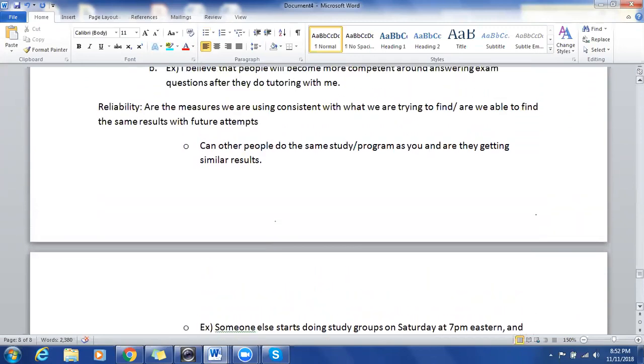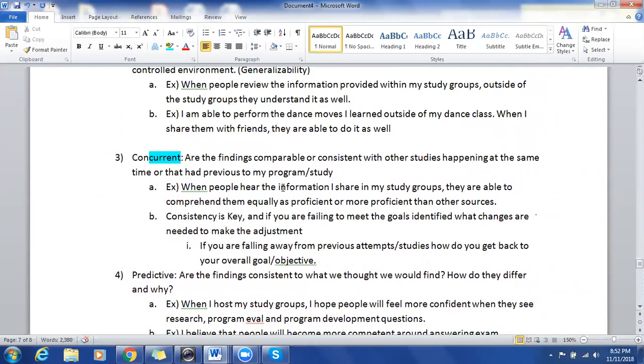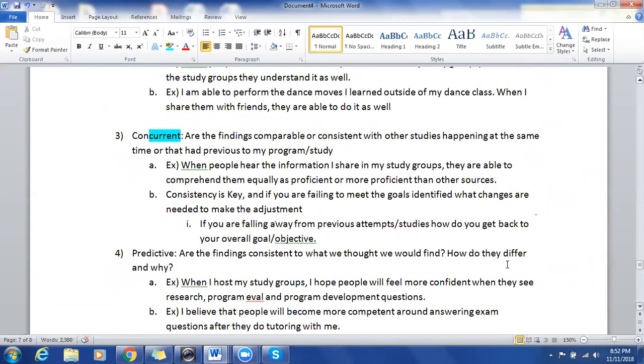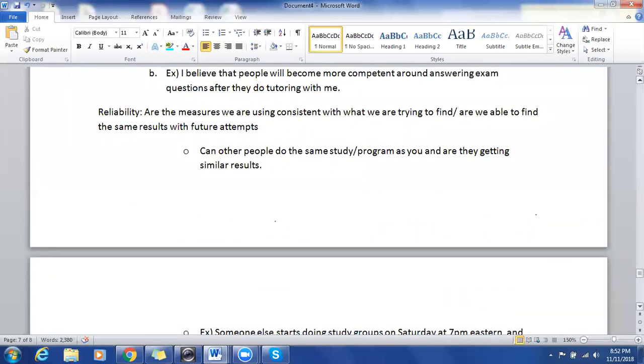What is the difference between concurrent validity and reliability? Good question. So concurrent validity is, are the findings comparable or consistent with other studies? So validity is more focused on the content and reliability is more focused on the results. So the difference here is you're comparing your study to what other people have done. Reliability is other people doing the same study as you are, and are they getting the same results?